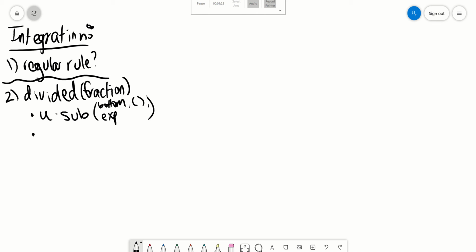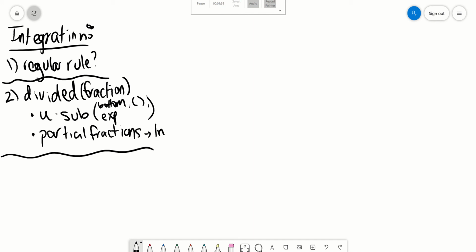If you can't use u substitution, then you are going to use partial fractions, where you factor the bottom, split it into two fractions, solve for the A and the B, and then integrate. And remember, with partial fractions, you will always end up with ln in your answer.